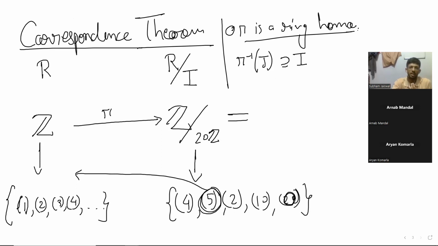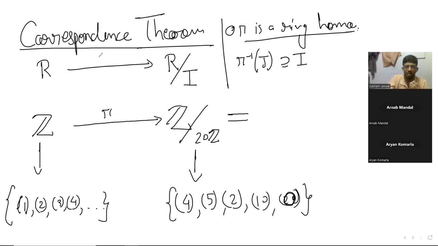So let me state that. In this way, I have said the correspondence theorem for Z and Z mod 20Z, where 20Z is the ideal. The ideals of Z mod 20Z are basically the ideals of Z which contain 20Z, or basically the numbers which divide 20. That is just what will generalize.